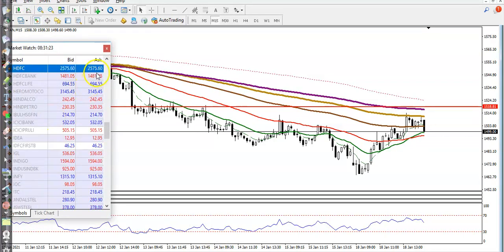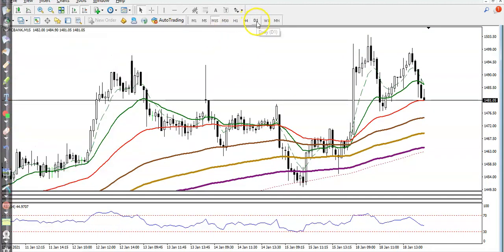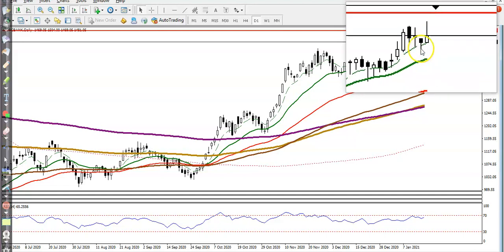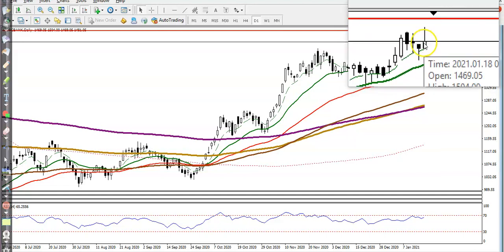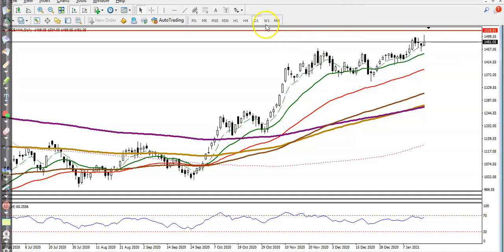HDFC Bank, this one, 1481. First see the daily time frame, they are running in an uptrend, and exactly they form a bullish pin bar. So let me show you where they form the bullish pin bar, this one. So here you can see this is the bullish pin bar they form, and after that this is another bullish candle.